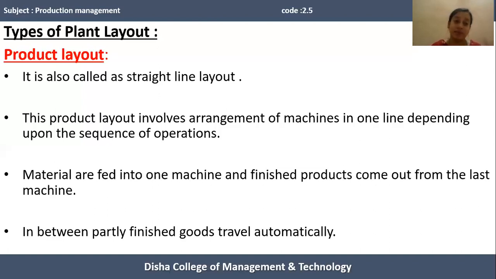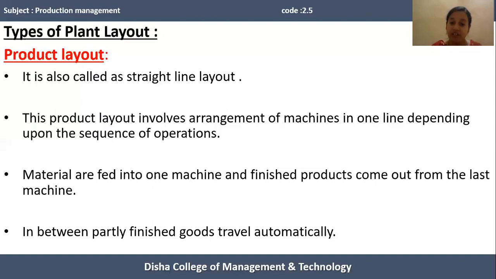So in case of product layout, if the textile industry selects product layout, then the production manager of that plant has to arrange different machines which are required for producing a particular fabric only. Take the example of cotton fabric manufacturing.